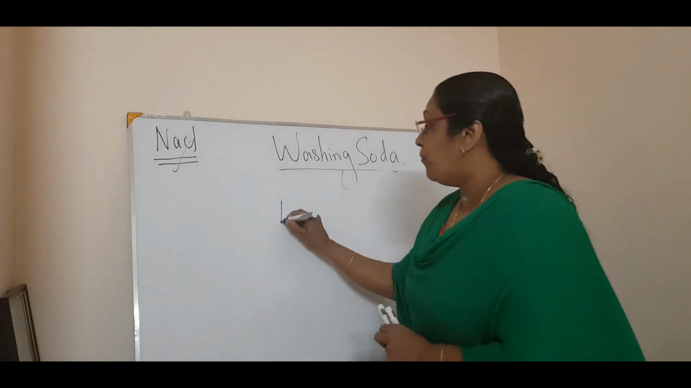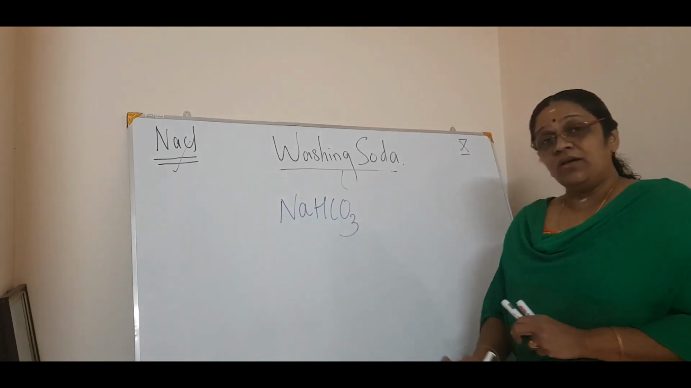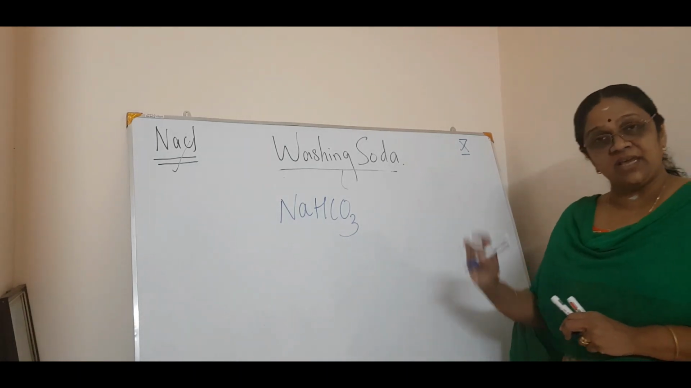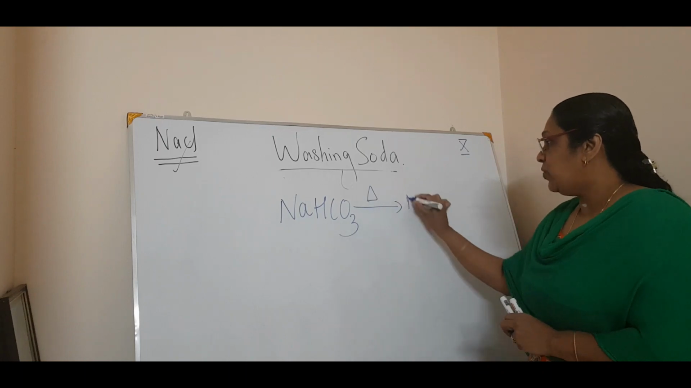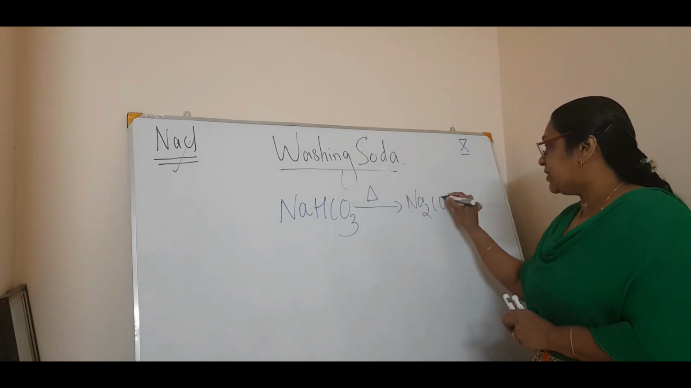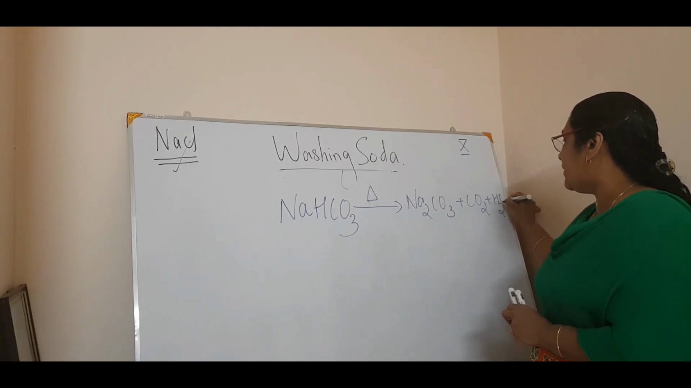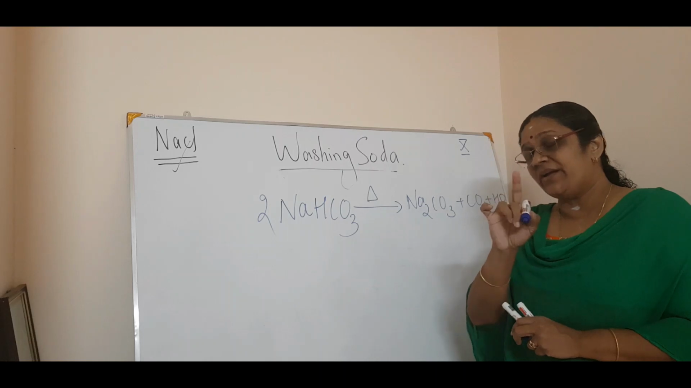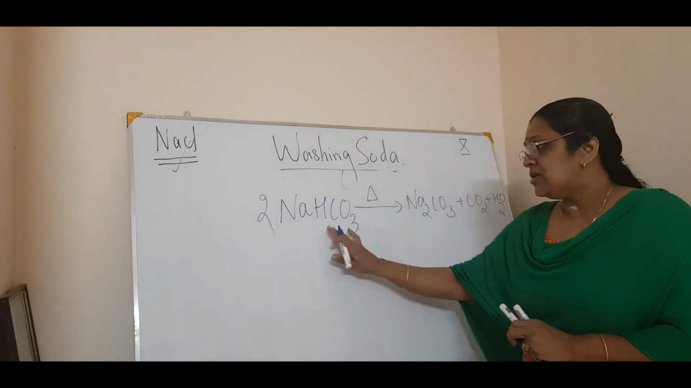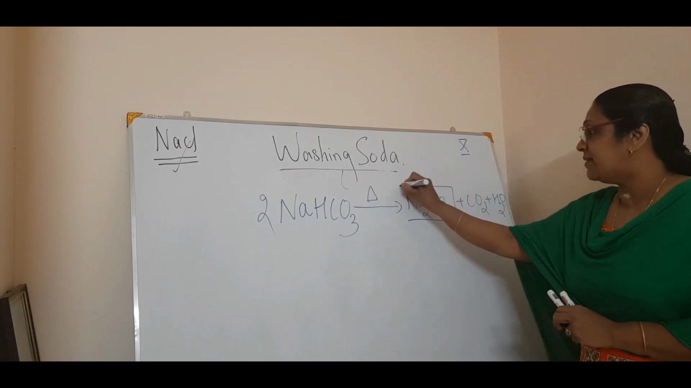You know baking soda, that is sodium bicarbonate, isn't it? We have studied this equation in baking soda. When baking soda is heated, you will get Na2CO3 plus CO2 plus H2O. You are remembering, we just studied it. I told you there is only one reaction for baking soda. So this is the first reaction. That is how you will get sodium carbonate.